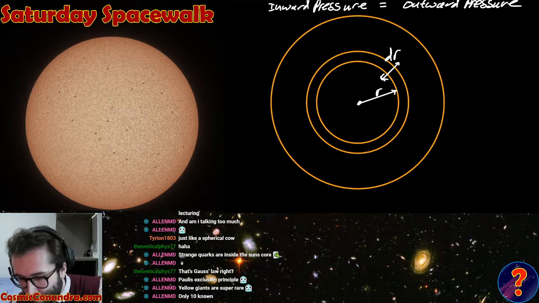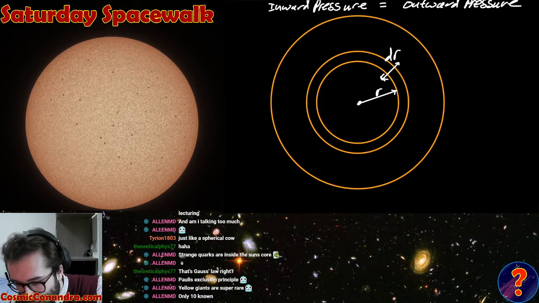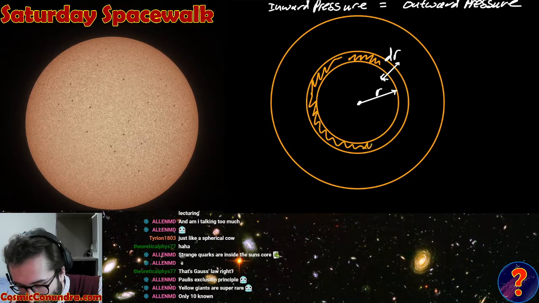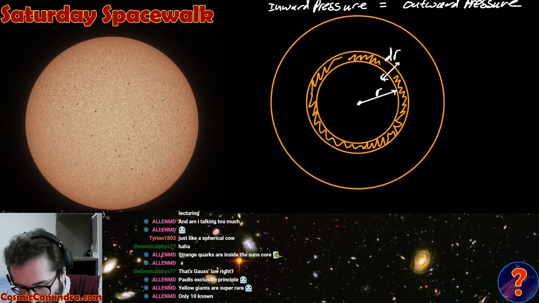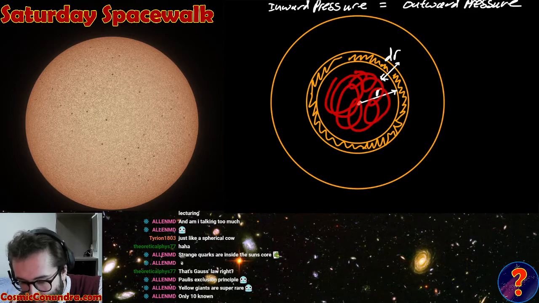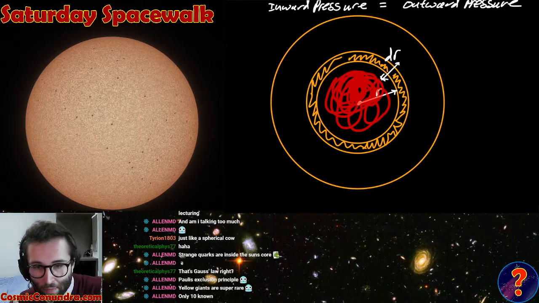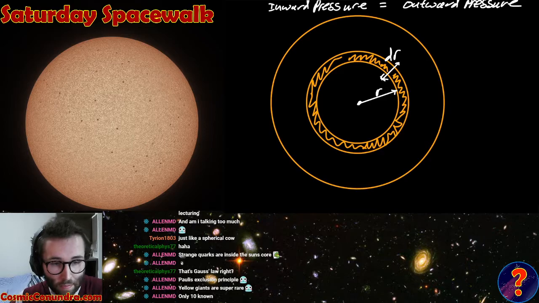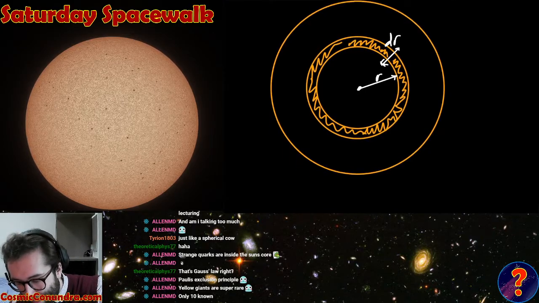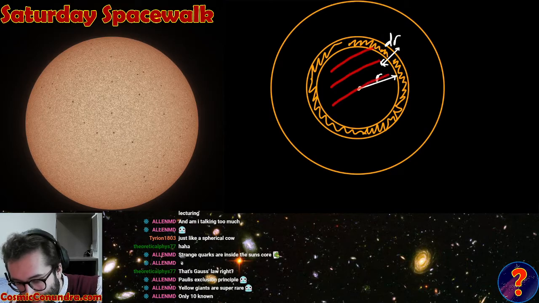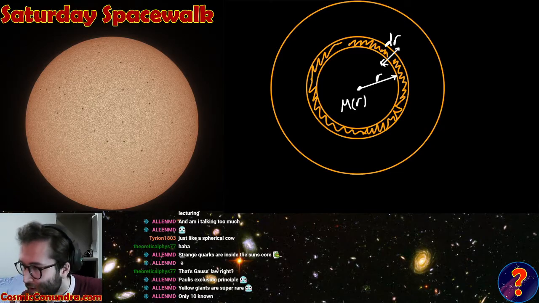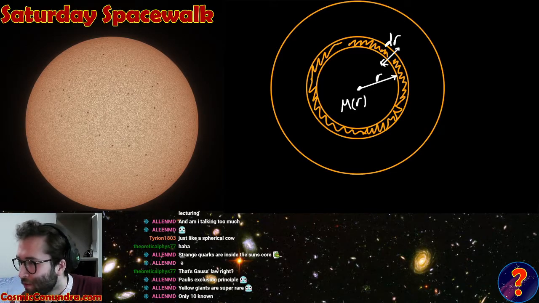So what is going on? Well, the shell here has some mass. And the mass of this shell is gravitationally attracted to the mass of all of the material that is on the inside of the shell, that is within a distance smaller than r of the shell. So remember, we had a name for the mass of the material inside of this ring. We called this m as a function of r. It's the mass within a radius r.